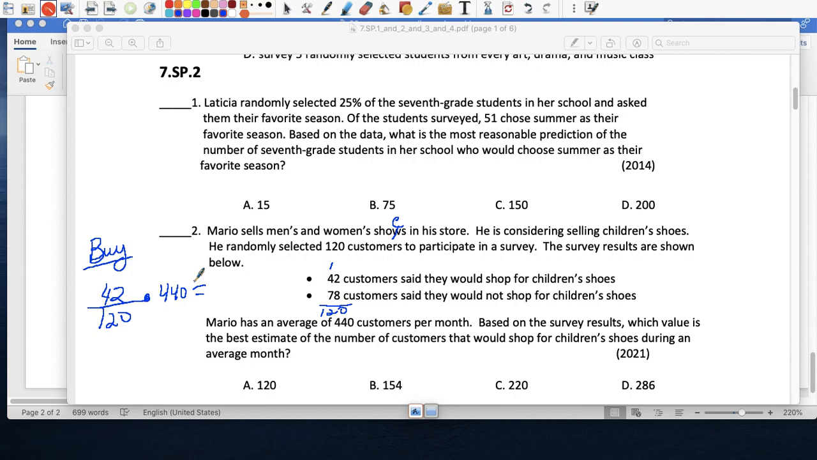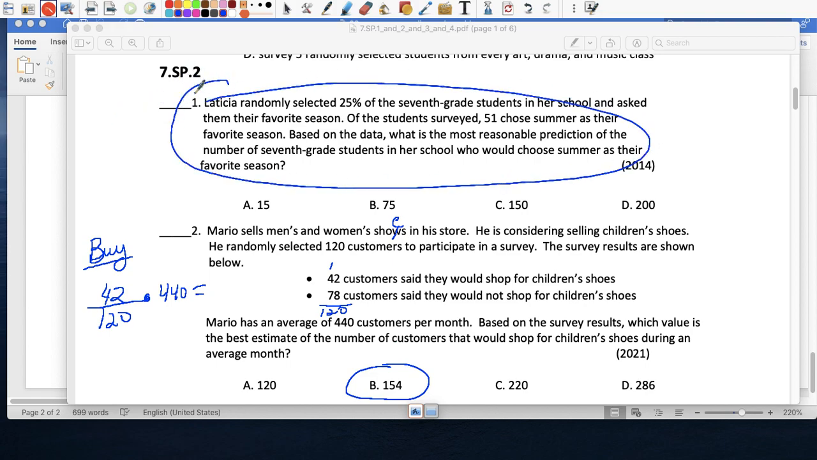So I have a calculator. 42 over 120 times 440. 154. So B is the answer. Okay. This one is bothering me. I'll come back to that.